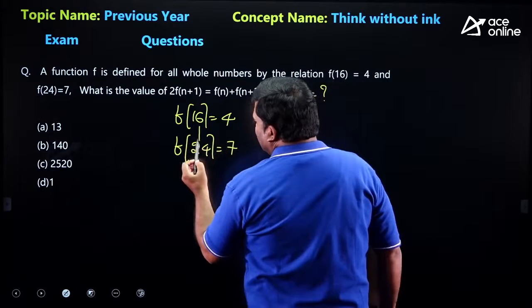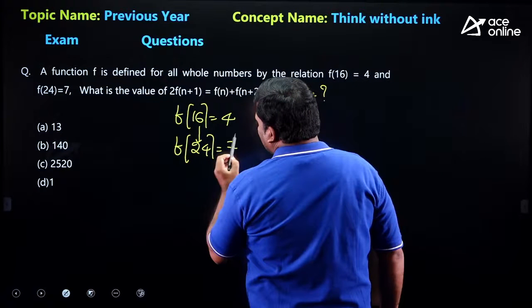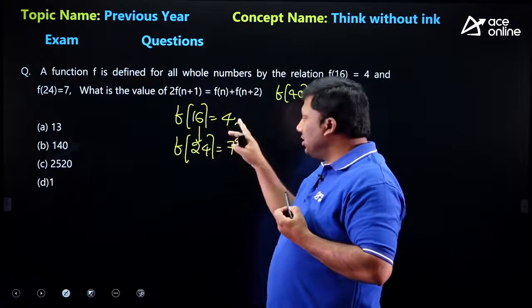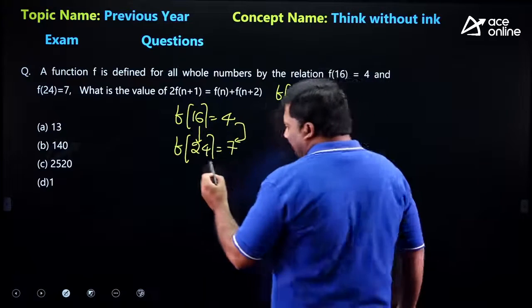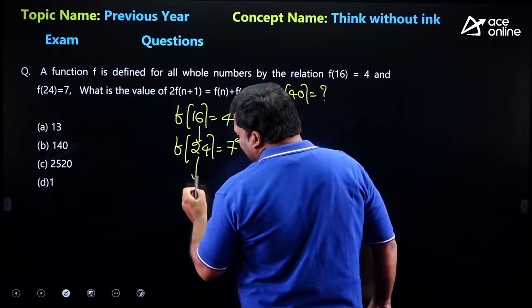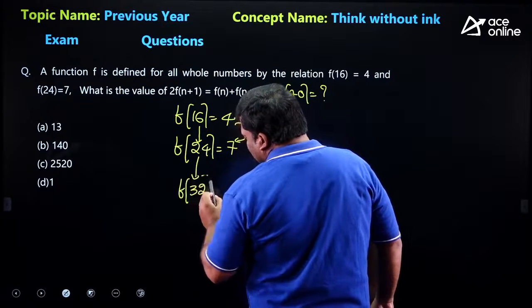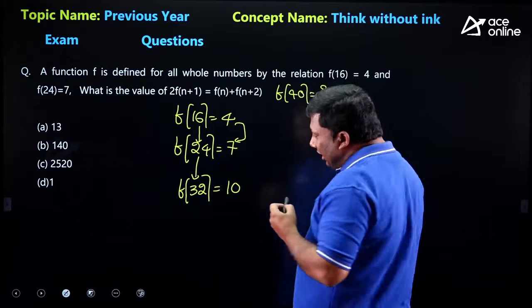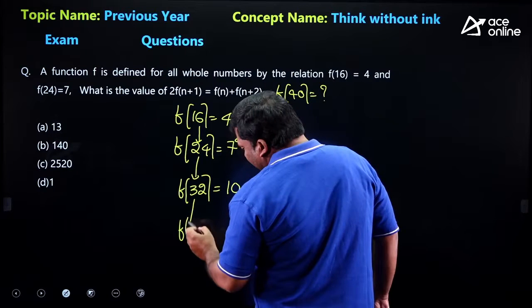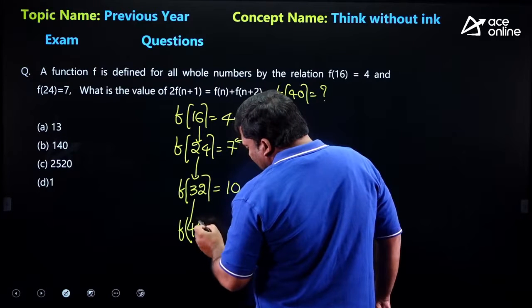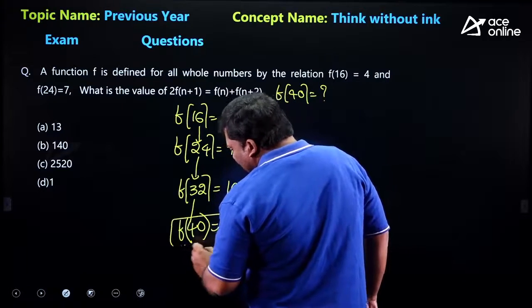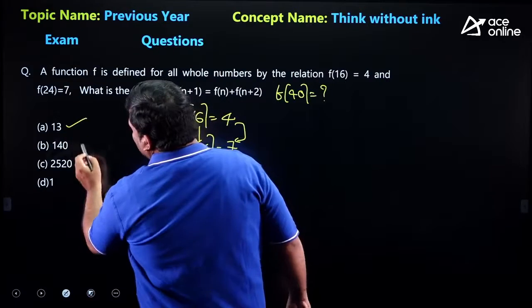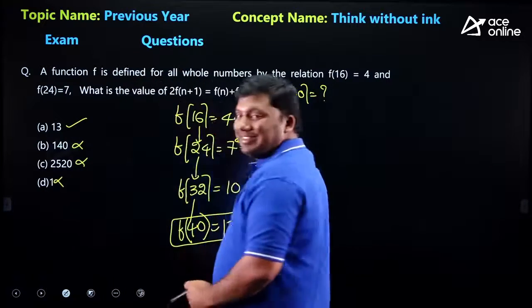This value increased by 8, this value increased by 3. If it increases by 8, f of 32 is 10, as this increases by 3. Again it increases by 8, it becomes f of 40. This increases by 3: 10 plus 3 is 13. So the answer for f of 40 is 13.